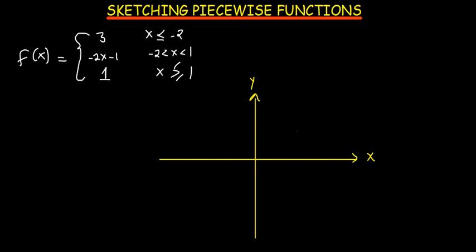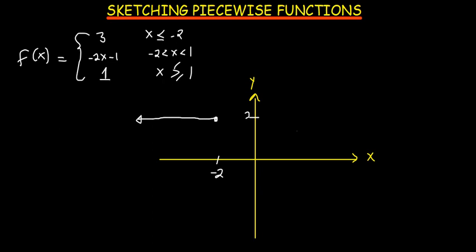Okay, and then the next thing that we are going to do is, as long as we are less than negative 2, the function is always giving us a 3. So as long as we are less than negative 2, the function will always be a 3. So it will continue like that.